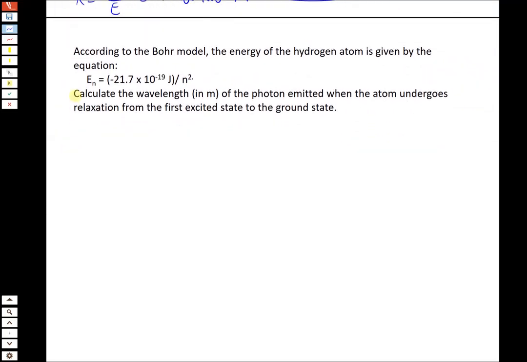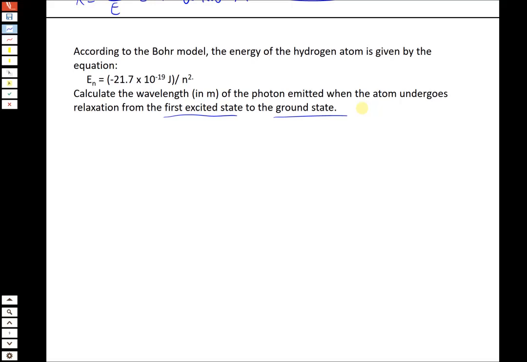just presented in a different way. So according to the Bohr model, the energy of the hydrogen atom is given by this equation. We gave it to you in a sort of non-standard form, minus 21.7 times 10 to the minus 19, but it's the same Bohr constant divided by n squared. Calculate the wavelength in meters of the photon emitted when the atom undergoes relaxation from the first excited state to the ground state. So this is the same math as the last one.